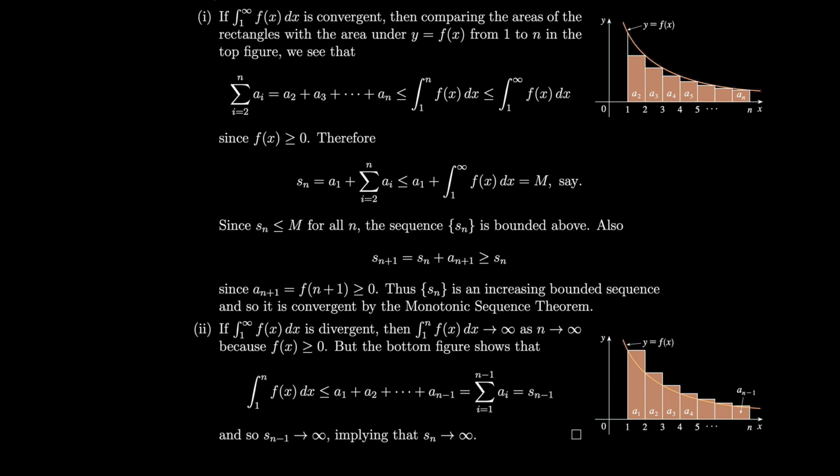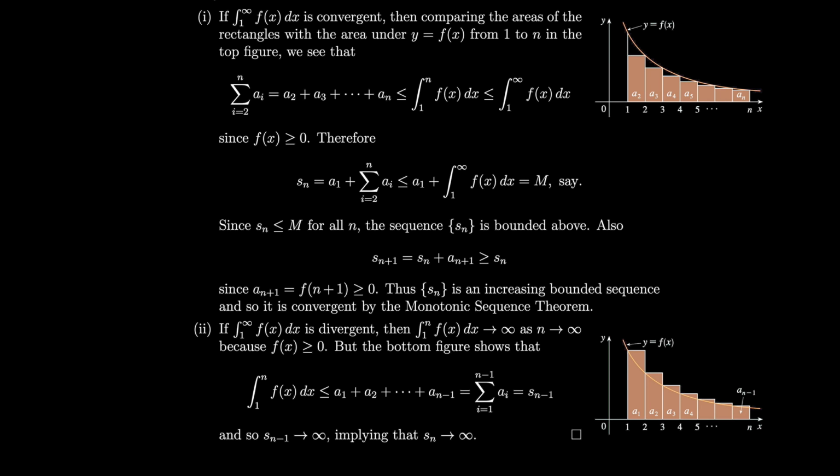But we also know that S_{n+1}, which is S_n plus our next term, is greater than or equal to S_n, since our a_{n+1} term is f(n+1), which is also greater than or equal to 0. So we have an increasing sequence, and it's bounded, so it must be convergent by the monotonic sequence theorem.